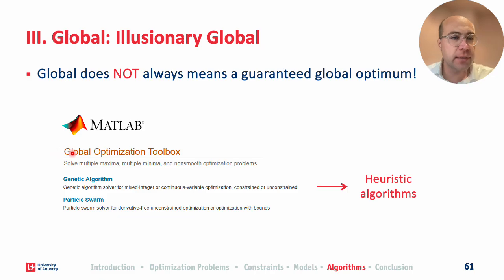You see, for instance, in MATLAB, the global optimization toolbox lists the genetic algorithm and particle swarm optimization. These have some randomness. This randomness can in some way help you to avoid getting stuck in a local optimum, but they're heuristic, and they cannot guarantee that you find the global optimum. I call these algorithms illusionary global. It gives you the illusion of, yes, we might not get stuck in a local minimum. They can find the global optimum, but it's an illusion. You're not sure.